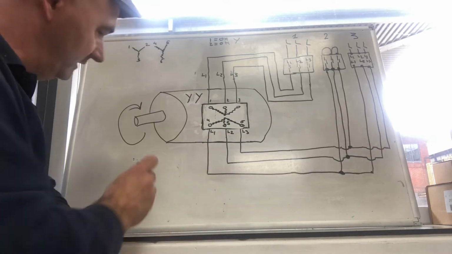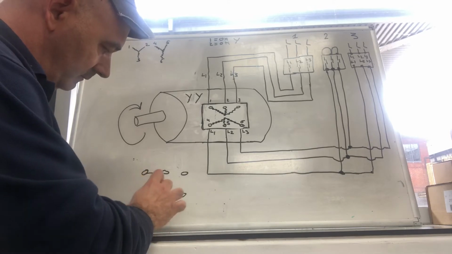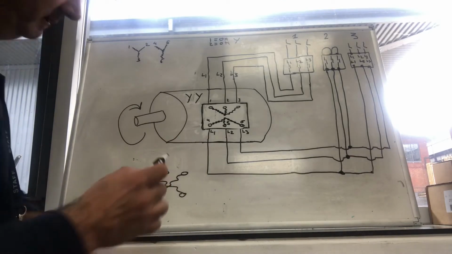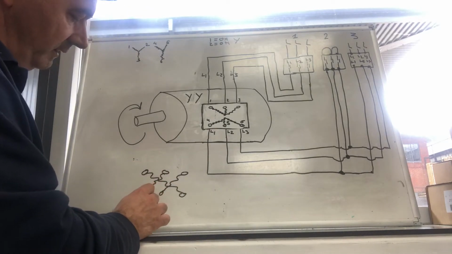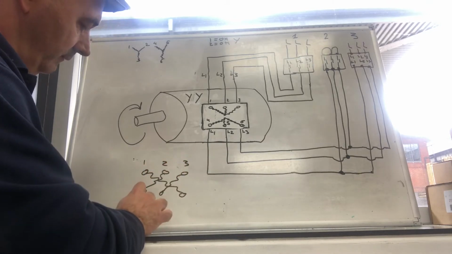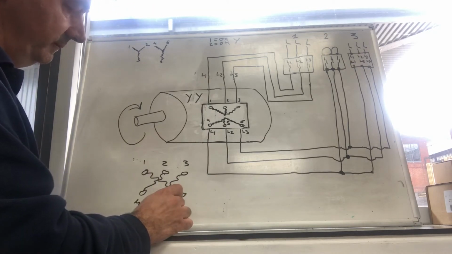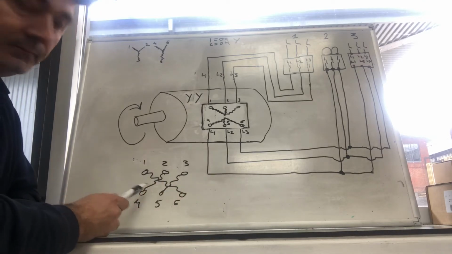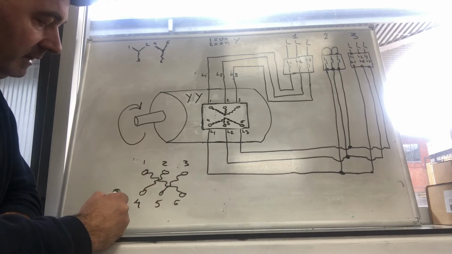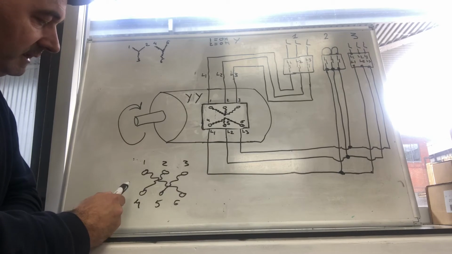I explained to you about delta. Delta is coming like that. So you have three windings, then it's your choice. If you measure, as an example, you have 1, 2, 3, 4, 5, 6. So between 1 and 6, you'll have a resistance. Between 2 and 4, you'll have a resistance. Between 3 and 5, you'll have a resistance. You won't have a resistance between 3 and 1.